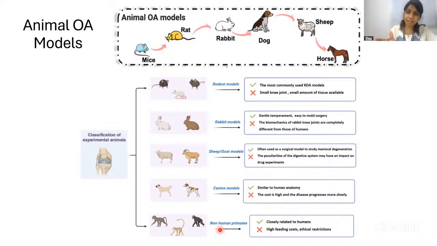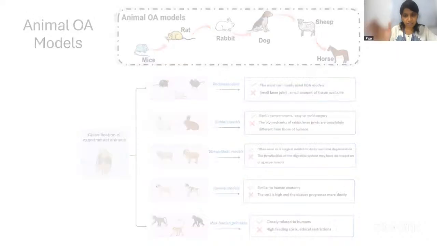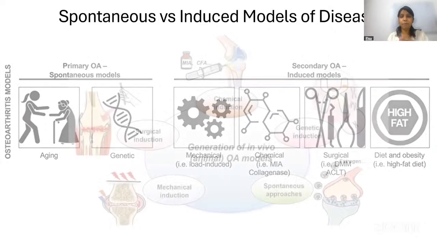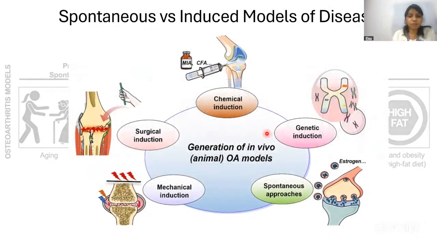So again, as I'm reiterating, the species choice is a balance between mechanistic clarity as well as translational relevance, depending on your question at hand. Animal models of OA, you can classify into primary OA models, spontaneous models, as well as secondary models. I'll quickly go through each of these models, the pros and cons of these, and then come on to the recent advances in the field.